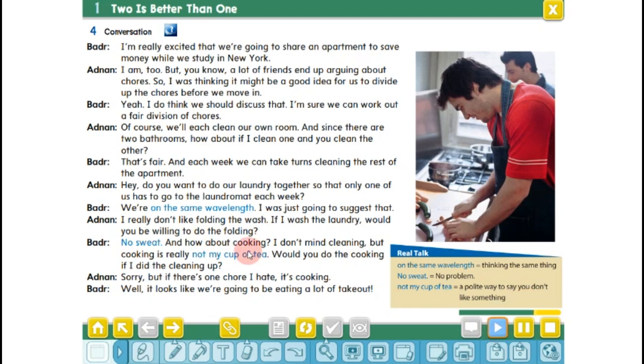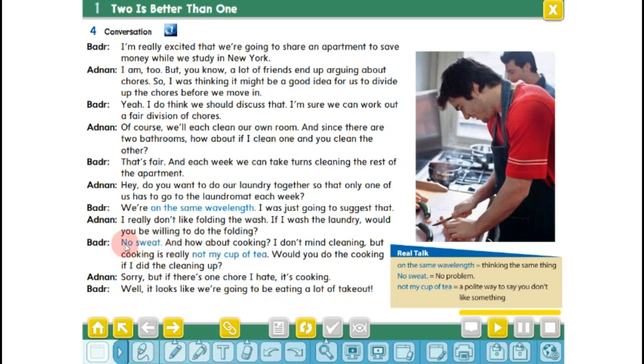No sweat. And how about cooking? I don't mind cleaning, but cooking is really not my cup of tea. Would you do the cooking if I did the cleaning up? Sorry, but if there's one chore I hate, it's cooking. Well, it looks like we're going to be eating a lot of takeout.